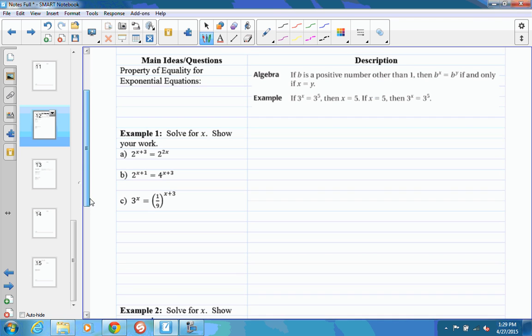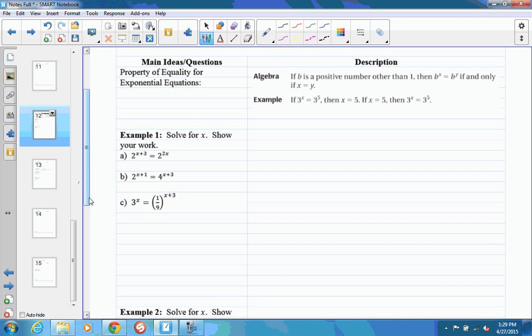So, property of equality: if b is a positive number and it's not 1, so any positive number other than 1, and b to the x equals b to the y, that means that x is equal to y. So for example, if I have 3 raised to the power of x, and it's equal to 3 to the 5th, then x has to equal 5. It also works vice versa. If x equals 5, then 3 to the x equals 3 to the 5th. You just know that, right?